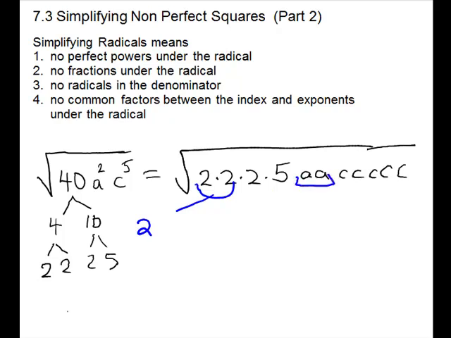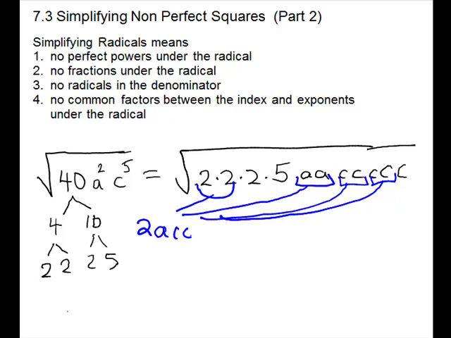For the A's, we do have enough for a square there. So we can take 1 out for that group. For the C's, 2 C's can go out. So that will be a C squared on the outside. We'll just put 2 C's for right now. And we'll put it all back together.